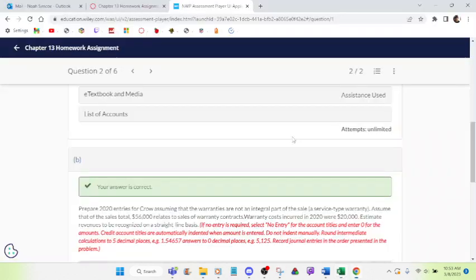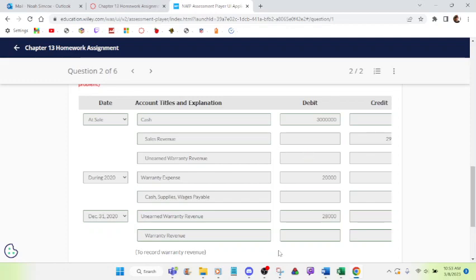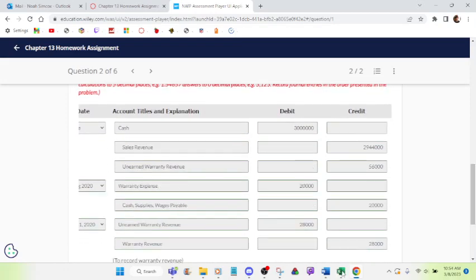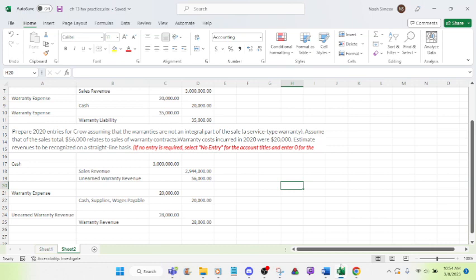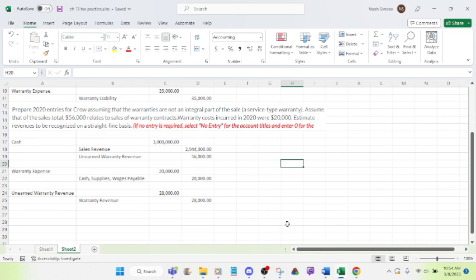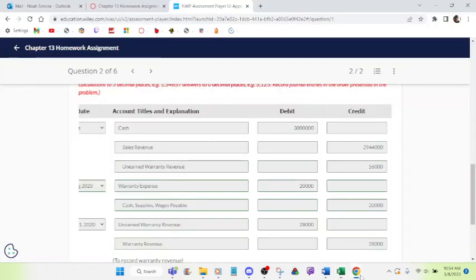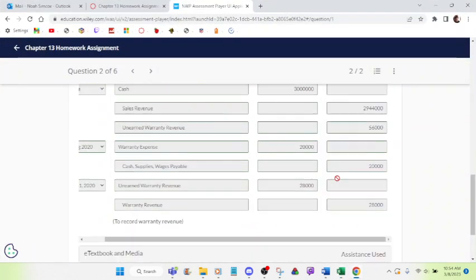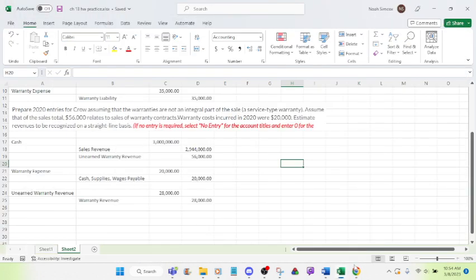So, cash of 3 million, sales revenue and unearned warranty revenue, warranty expense and cash, supplies, blah blah blah, and then unearned warranty revenue and warranty revenue, and there, I did the question.